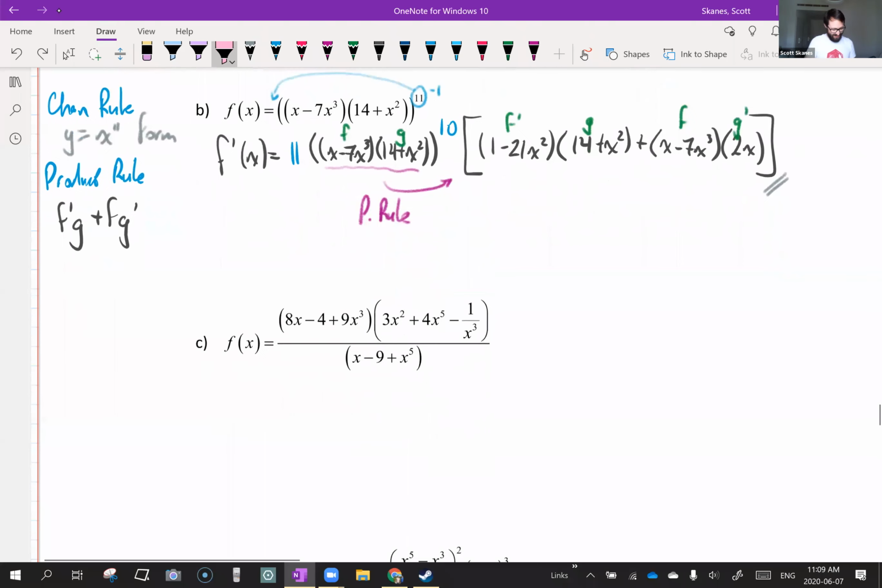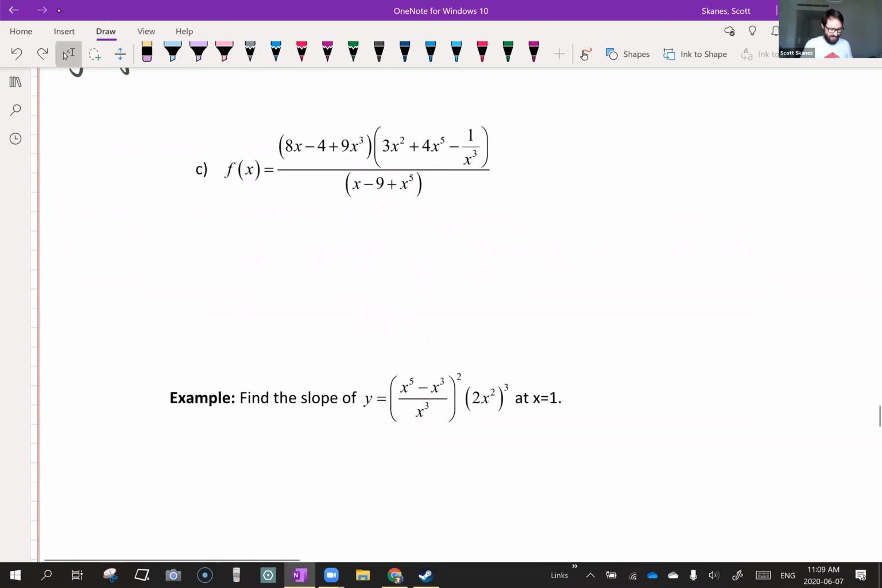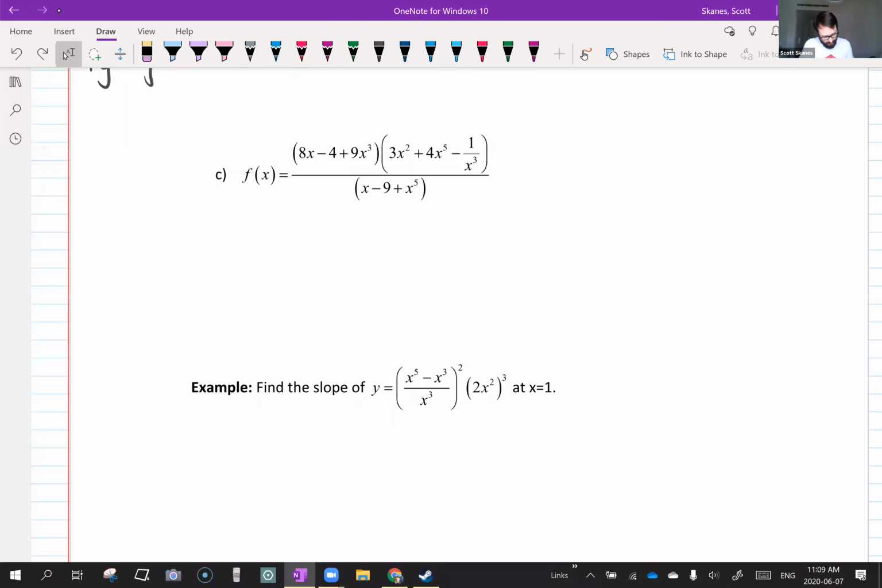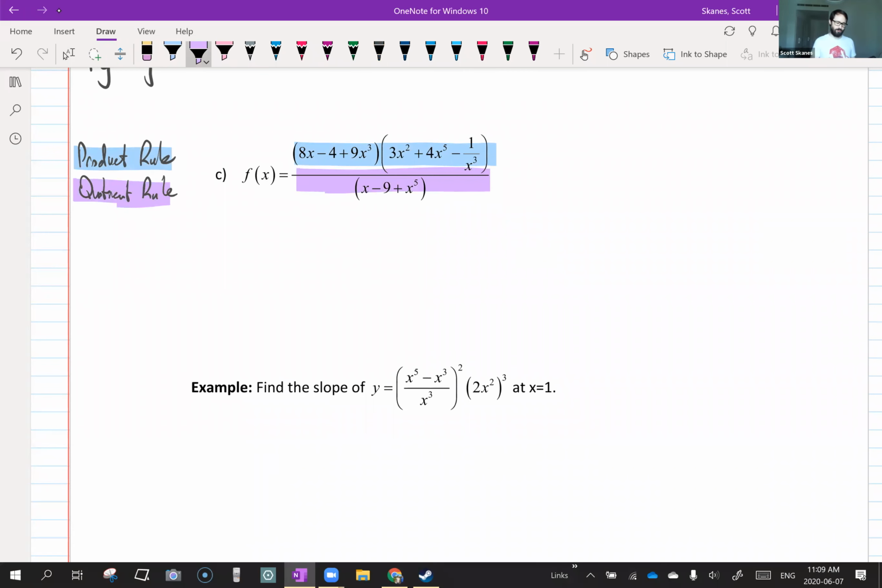Okay. Let's do C. This one's a beast. This one's intense. And the reason is, I'm a little bit scared by it actually. This is going to be product rule. The whole bottom means that we need to do quotient rule. So we have a product rule on top and a quotient rule on bottom. Overall, if we look at this whole piece, it's one big quotient rule.